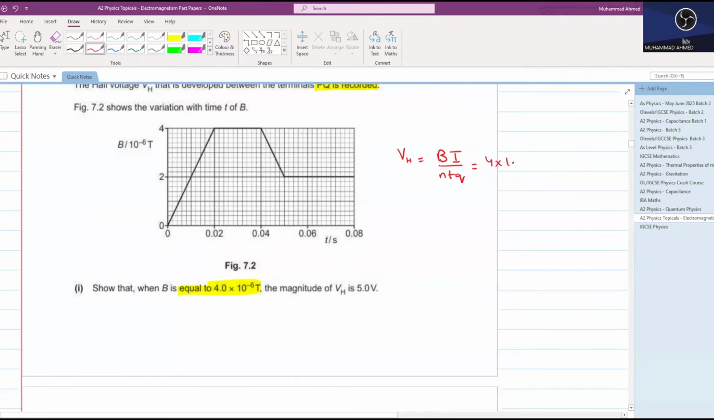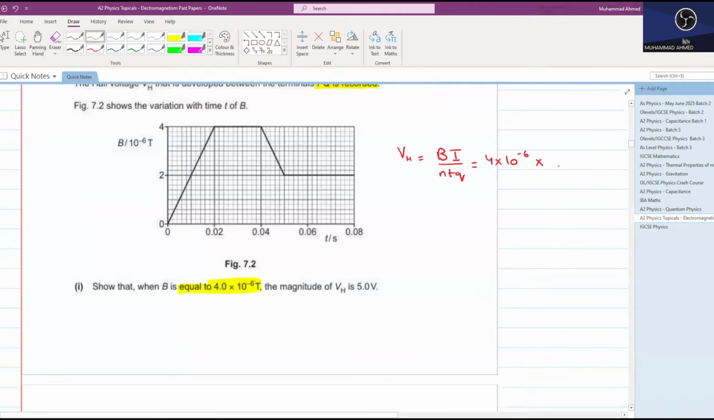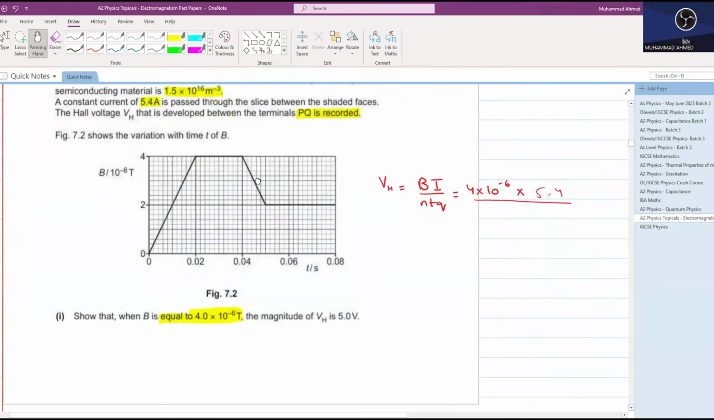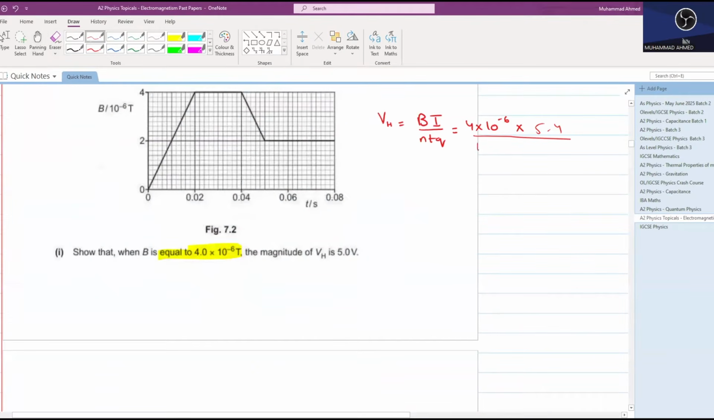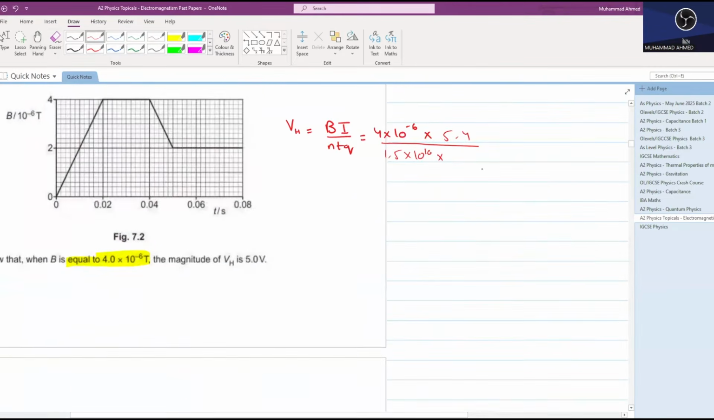So what is your B here? 4 into 10 to the power of minus 6. What is your current? Your current is 5.4. Let's multiply it by 5.4. What is your number density of charge carriers? 1.5 into 10 raised to the power of 16. What is your thickness here? 1.8 millimeter, 1.8 into 10 raised to the power of minus 3. What is the charge Q? 1.6 into 10 raised to the power of minus 19.